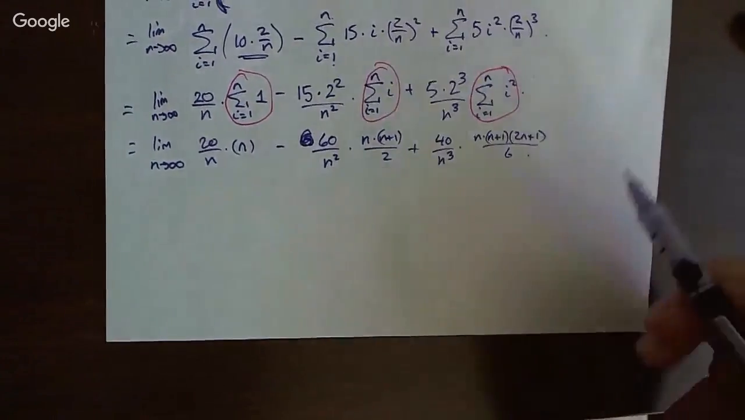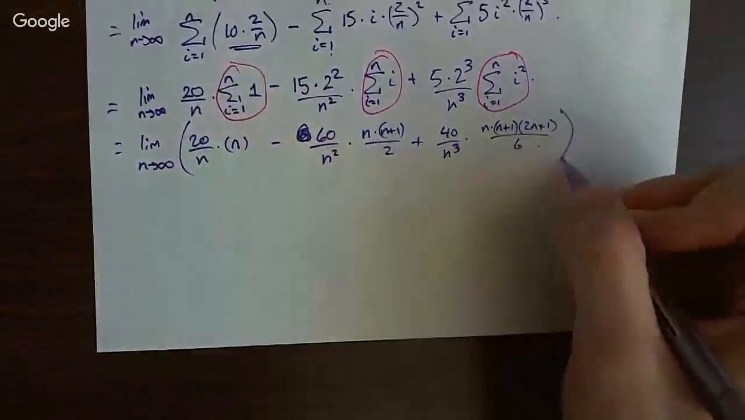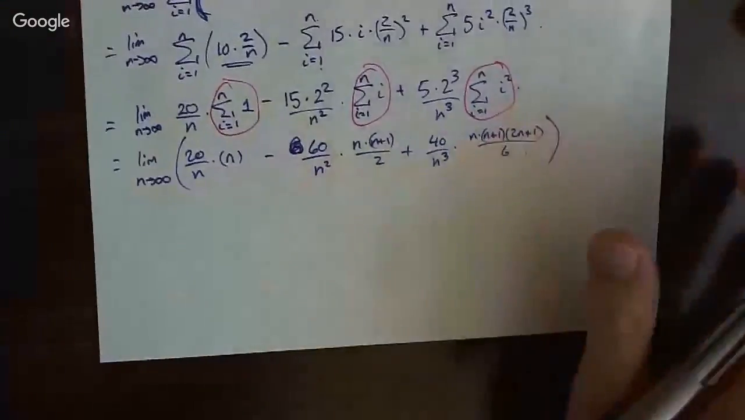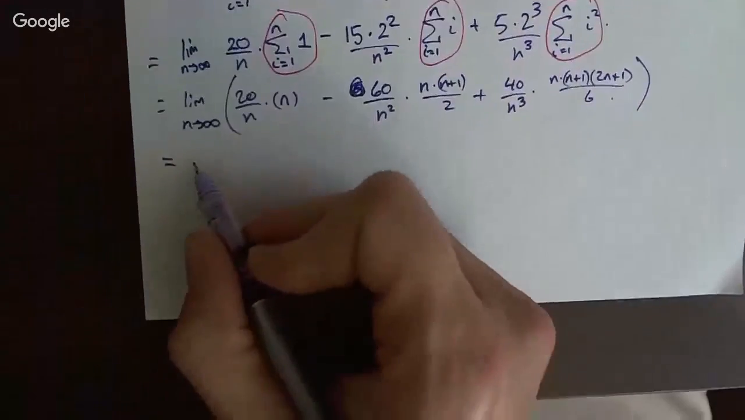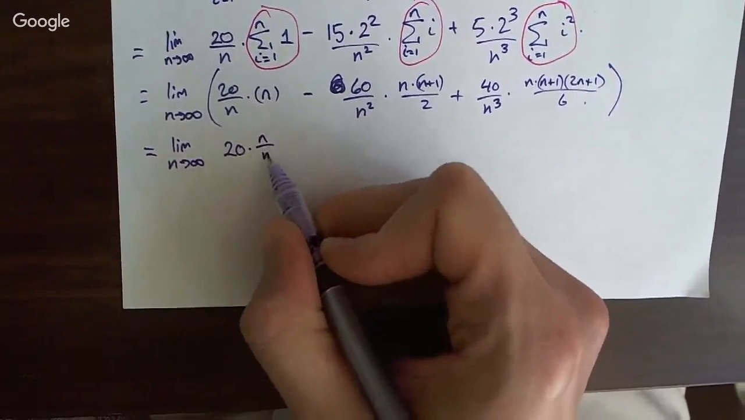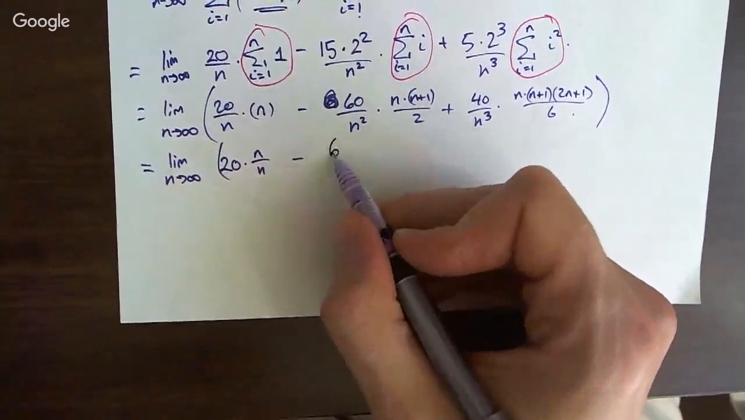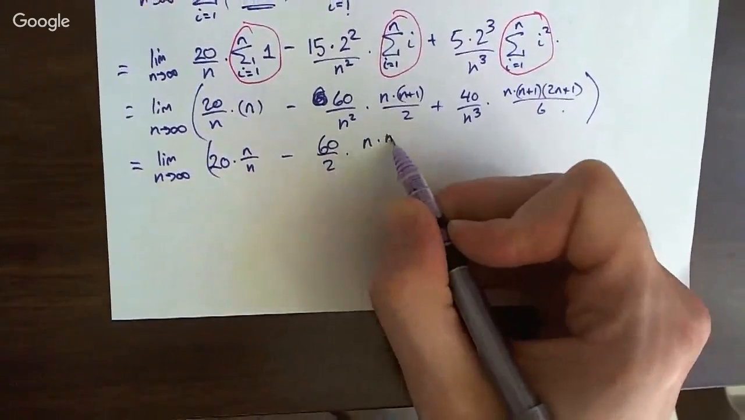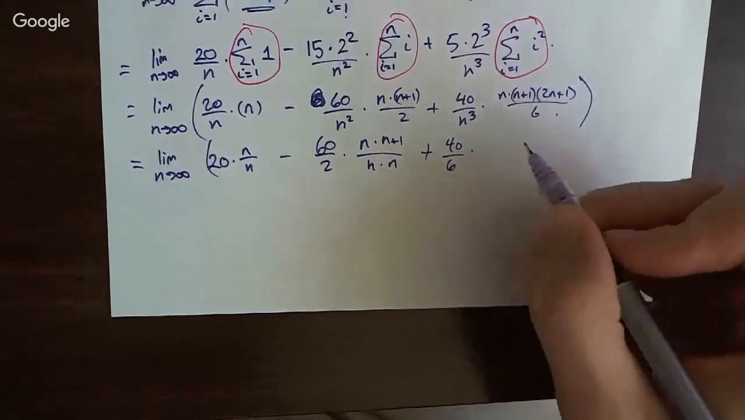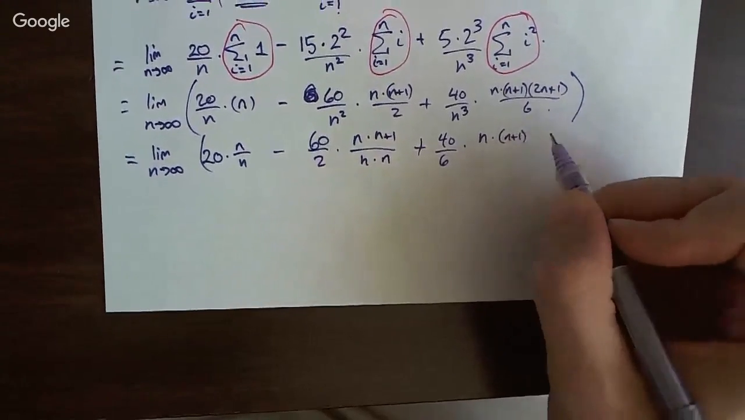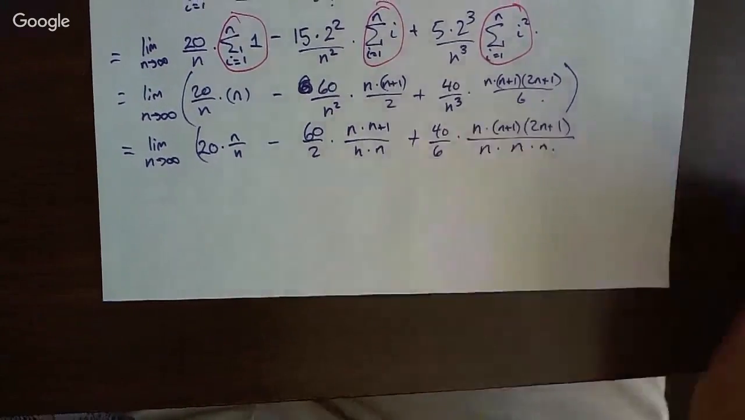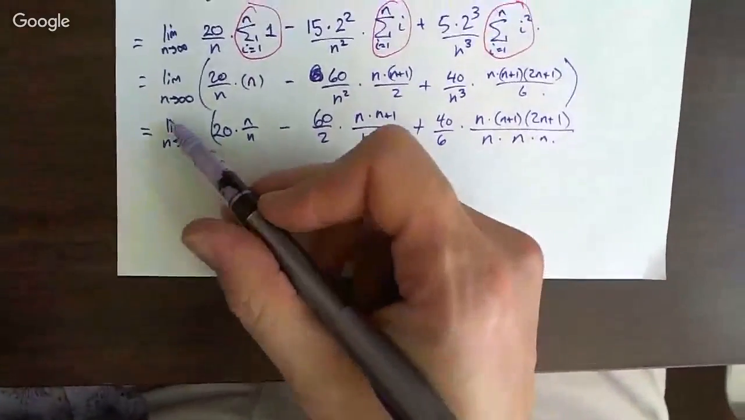Okay, so now we need to simplify. We want to take this limit. And the way we're going to take this limit is we're going to first arrange all the n's by themselves and all the other constants by themselves. So the limit as n goes to infinity of 20 times n over n, minus 60 over 2 times n plus 1 over n times n. And then here we have 40 over 6 times n plus 1 times 2n plus 1 over n times n times n.